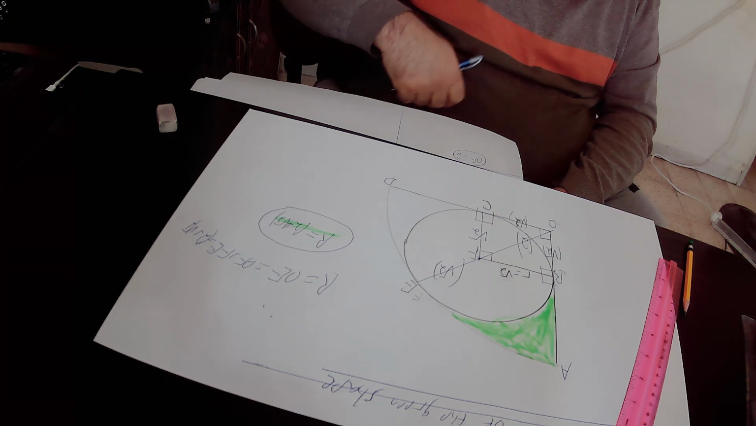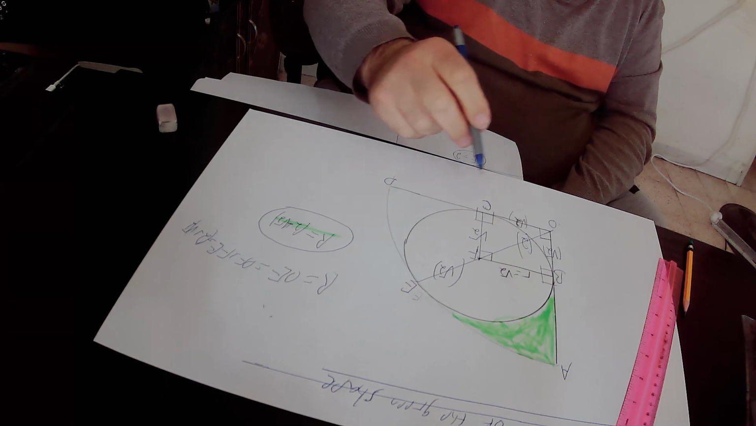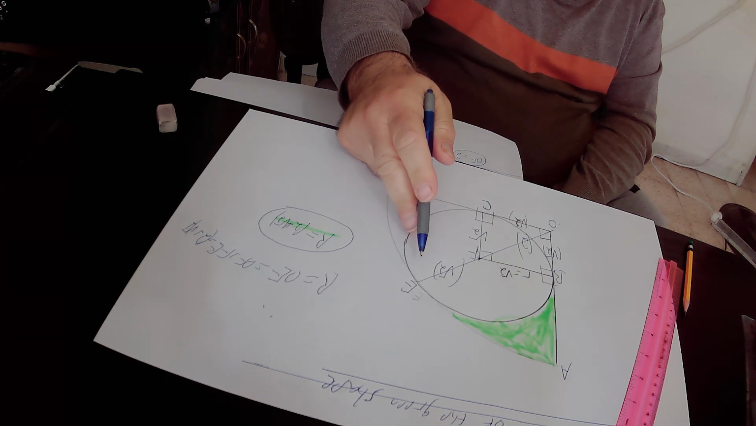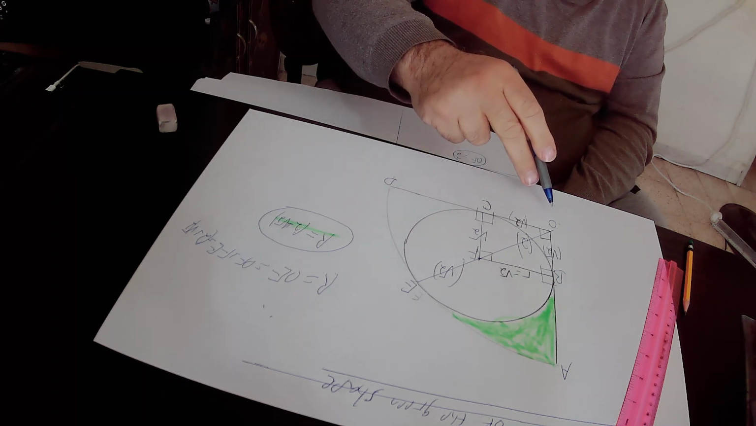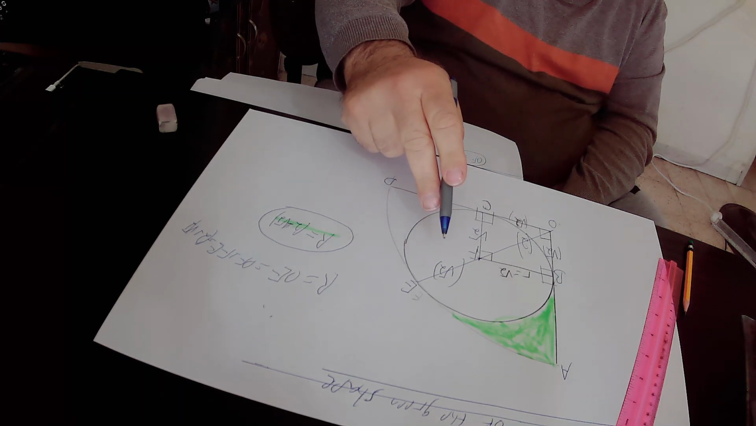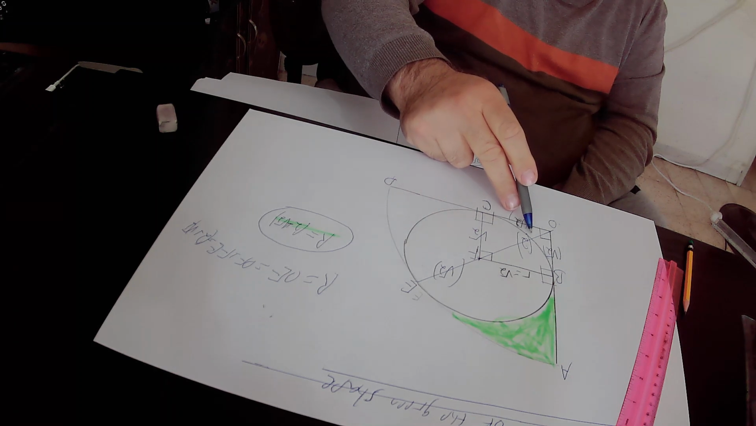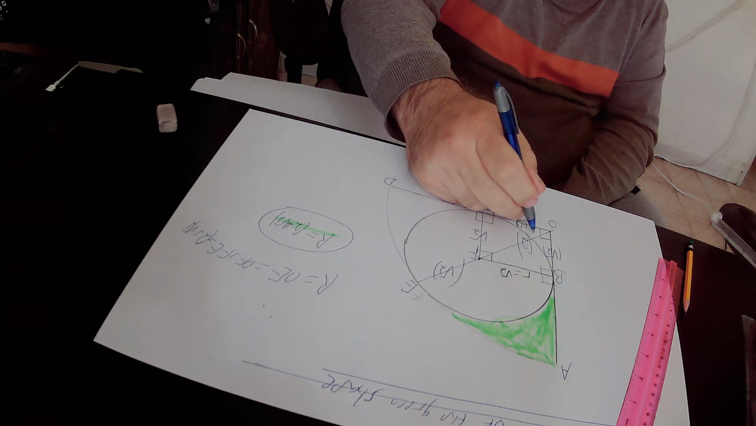So here we define the intersection point between the radius OE of the big circle and this small circle as h.